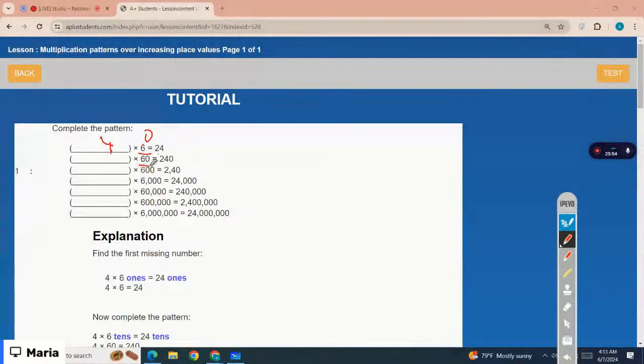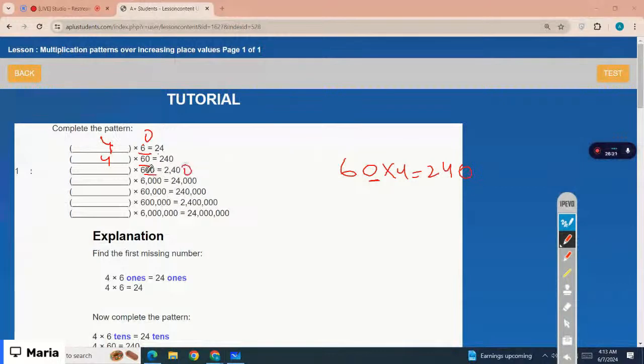Now you have tens here. 60 times what number is 240? 6 times 4 is 24. You have one zero here, just add a zero here. So that means 60 times 4 is 240. Same way, basically the zeros are increasing, right?